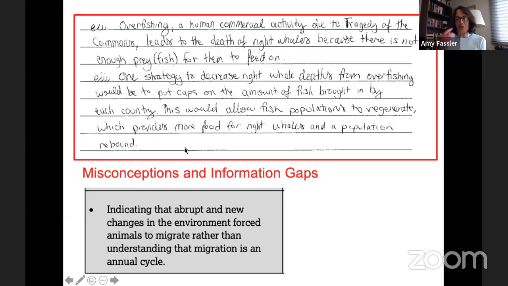A note on misconceptions that came up when the readers were looking at this exam last year during the grading is that there seemed to be a misconception about why animals migrate. Many students wrote in such a way that they indicated that they felt that animals migrated because of some type of human interaction with the environment, or some type of abrupt change in the environment that just randomly all of a sudden caused that animal to migrate, rather than understanding that that's an annual cycle.